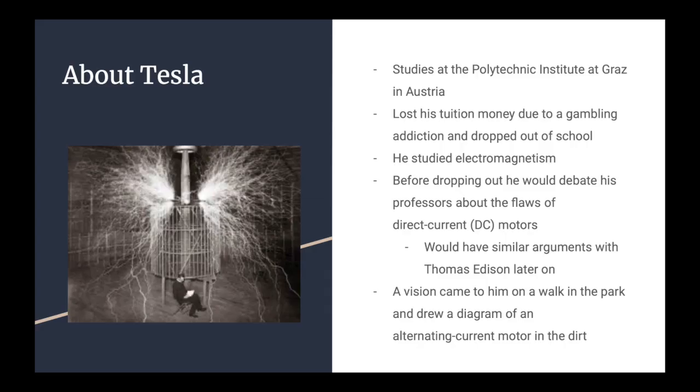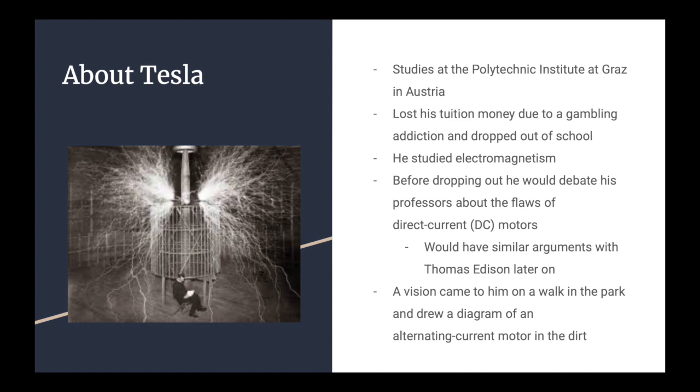One inspiring anecdote about Tesla was that when he was a student, he lost his tuition money due to a gambling addiction, and he dropped out of school. Before then, he studied electromagnetism, and he would often debate his professors about the flaws of direct current or a DC motor, and some of these would include overheating and sparking of the motor, and sometimes even failure to start. He would later have similar arguments with Thomas Edison, who was actually a fan of this motor.